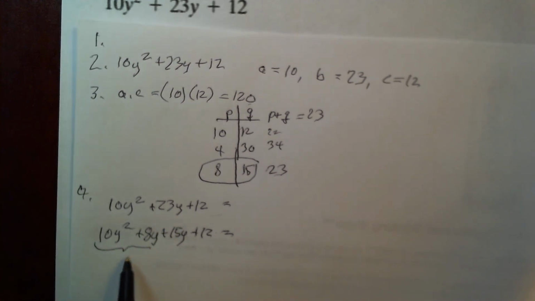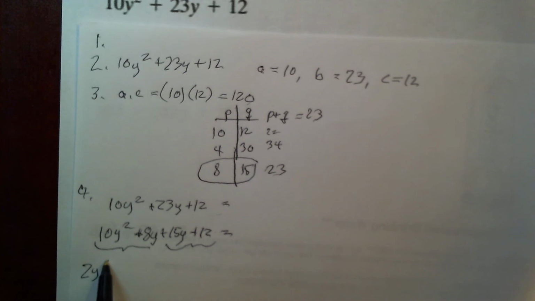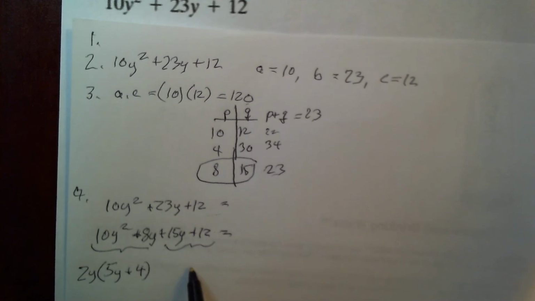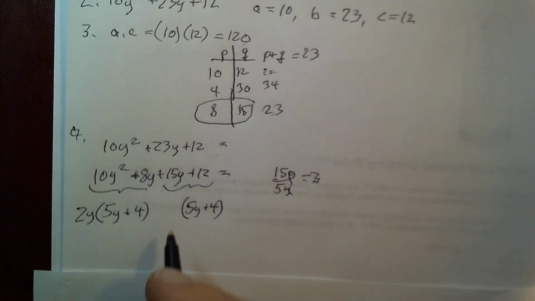And now we can factor our first group and our second group. In the first group, we notice that 2y is the greatest common factor. So 2y, that'll give me a 5y plus a 4. So in other words, that is the binomial for the second group also, 5y plus 4. And what do we need to factor out? Well, we divide 15y by 5y. The y's cancel, and 15 divided by 5 is 3. So that's what we need to factor out.